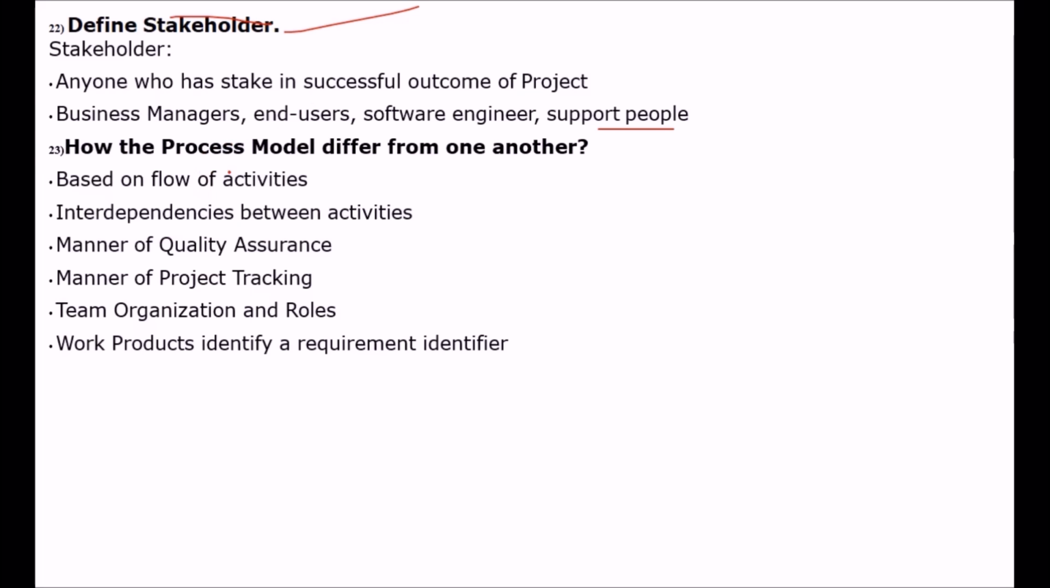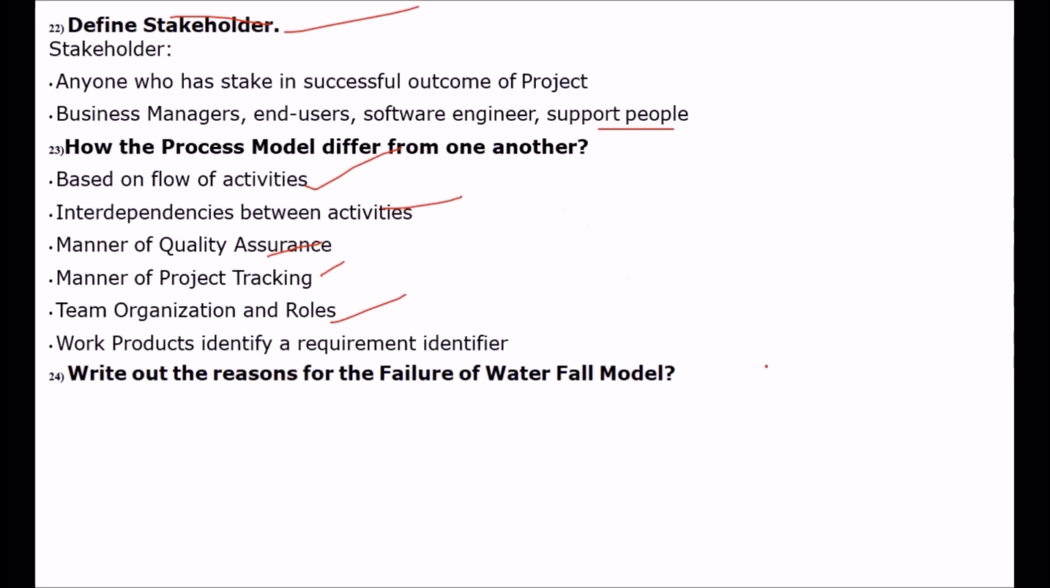Now the other question can be how the process models differ from one another. Process models can differ based on the flow of activities, the interdependencies between the activities, the manner of quality assurance, the manner of project tracking, the team organization and roles, and the work products which identify a requirement identifier.